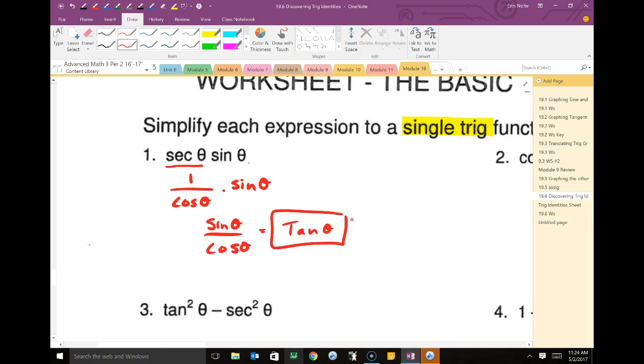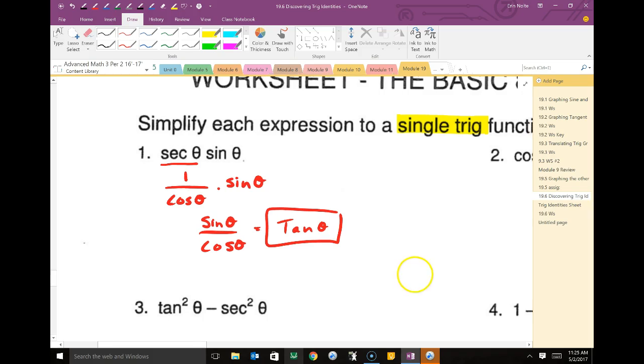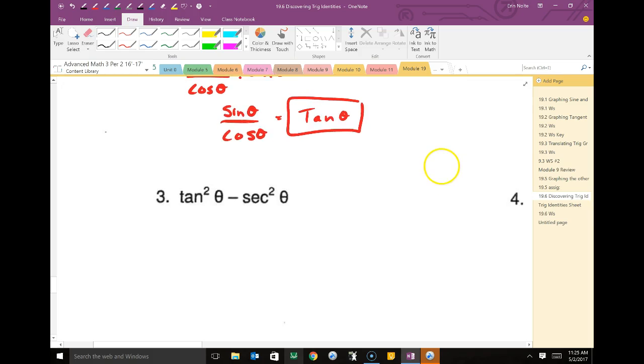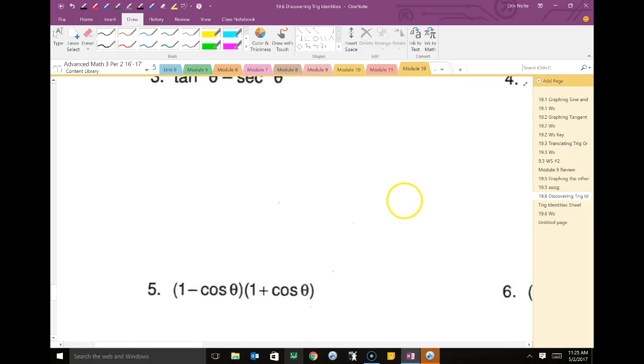The only difference between this worksheet and the problems we just did is that we knew what it was going to simplify into. This time we don't know. Well, that's okay. That makes a lot of sense. Can we just write X instead of theta? I would be okay with that.